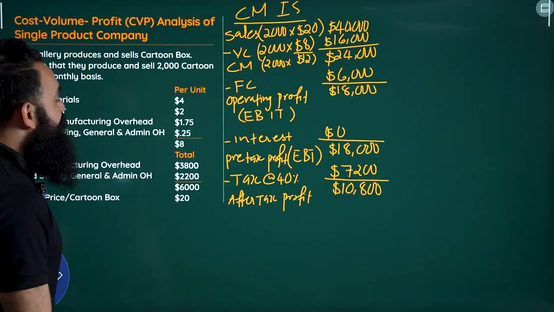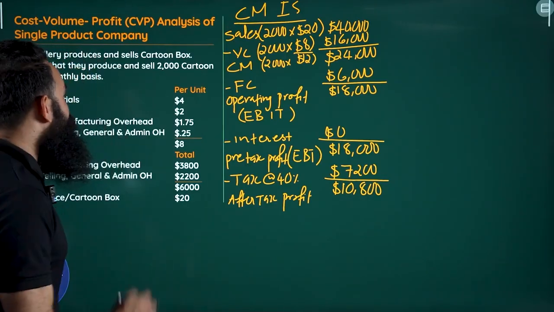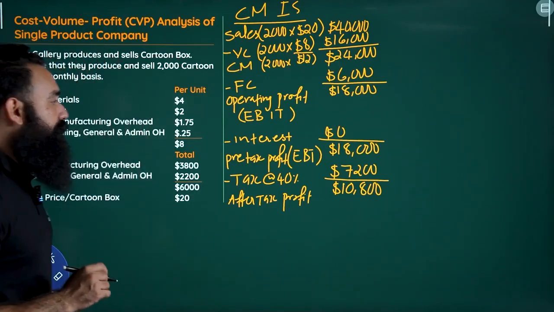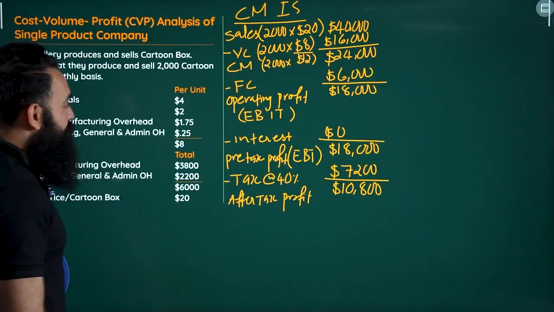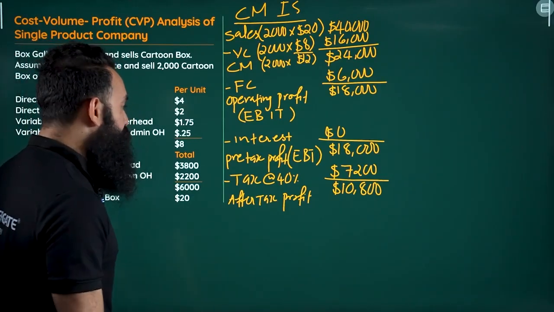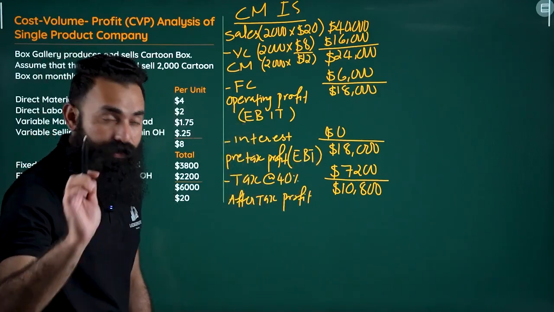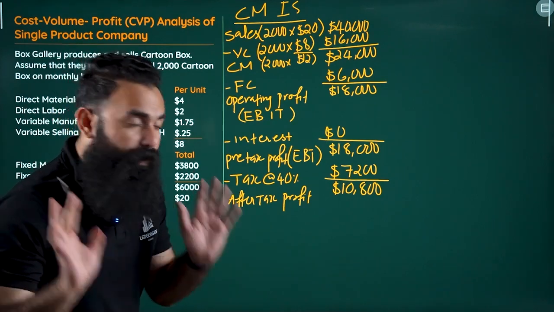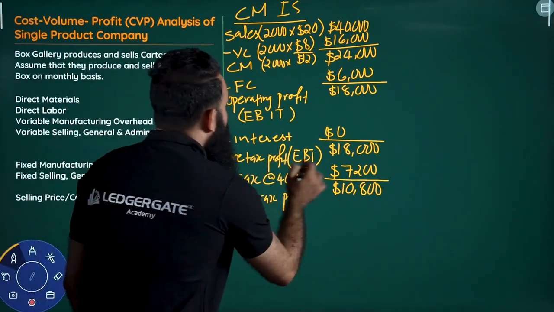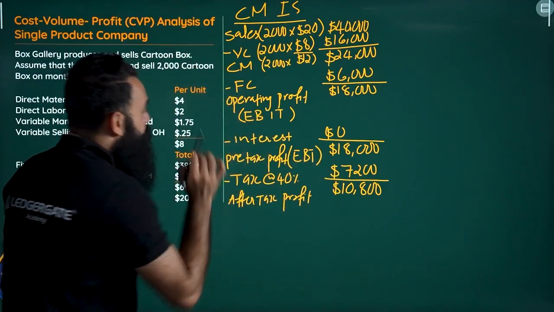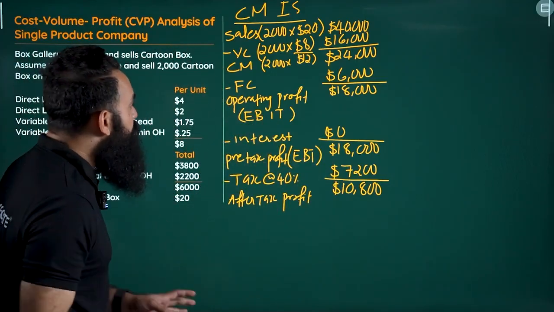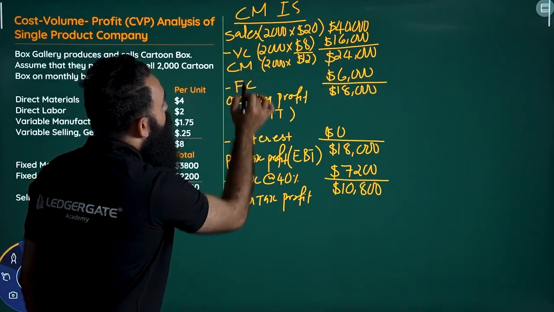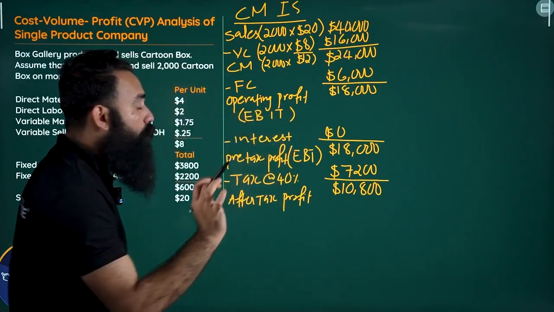But in CVP analysis, our first scope is to calculate break-even point. What is break-even point? Here, in this case, our company is running with a profit, right? That means pre-tax profit of $18,000 and after-tax profit of $10,800. Anyhow, we are in profit, right? So here, we know that operating profit and pre-tax profit are the same. That's why from here onwards, when we deduct fixed cost from contribution margin, we call it pre-tax profit. No need to be confused.